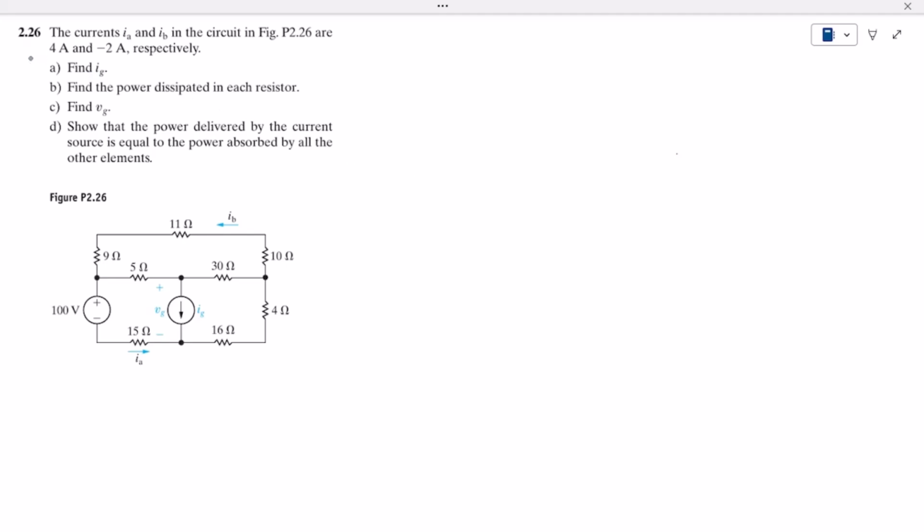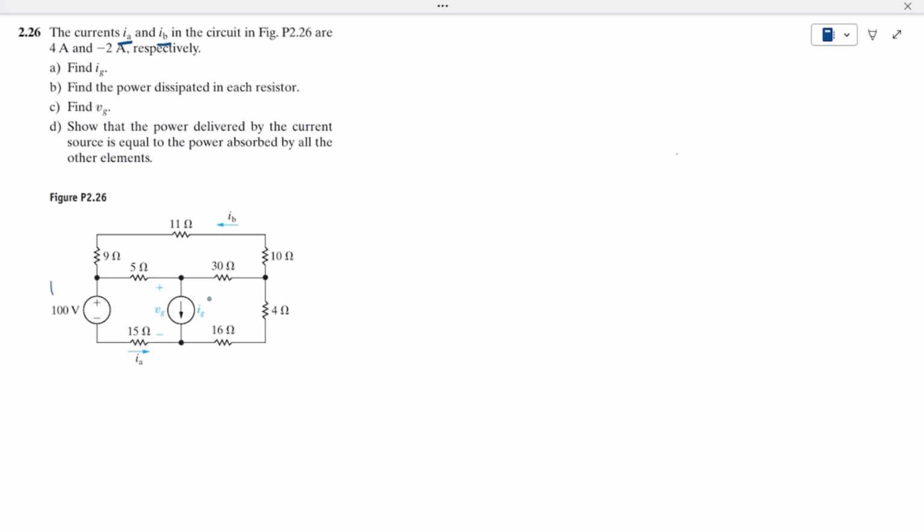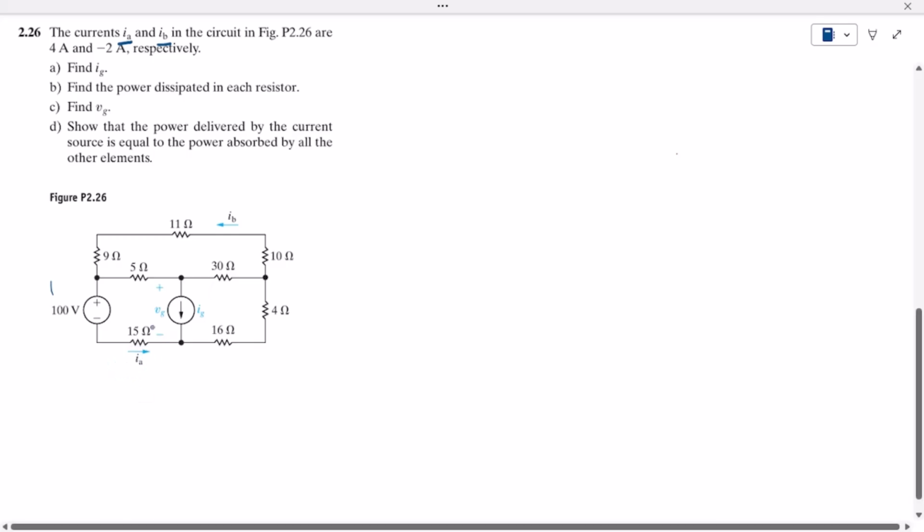So this is question 2.26 of our book, Electric Circuits by Nilsson, and the statement of this question is: the currents IA and IB in the circuit in figure 2.26, which is this one, this is the figure, are 4 amperes and minus 2 amperes. Okay, so where are IA and IB? We can see here that this is IA, and the value of it is 4 amperes.